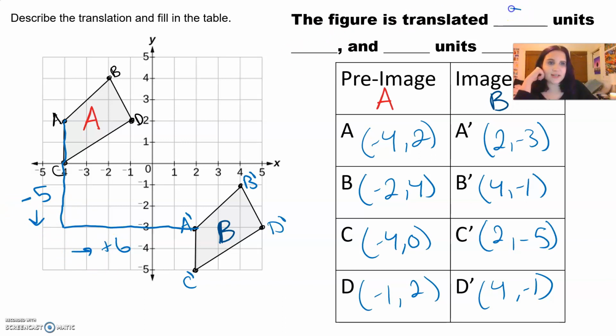The figure is translated 5 units down and 6 units right. And that's how I would describe the movement of the figure. 5 units down, 6 to the right.